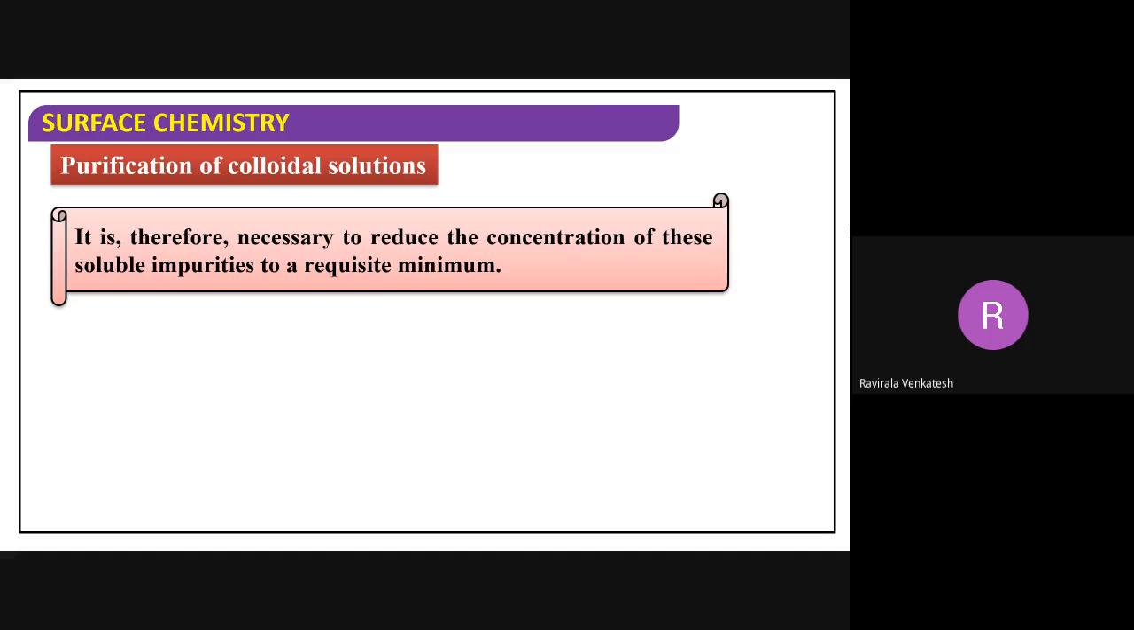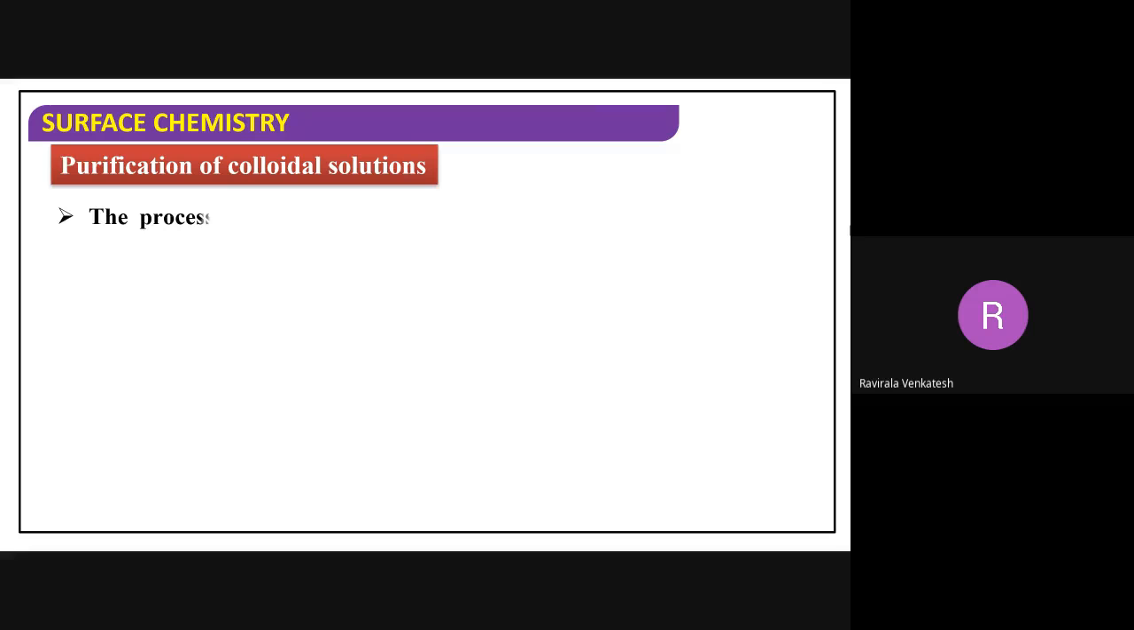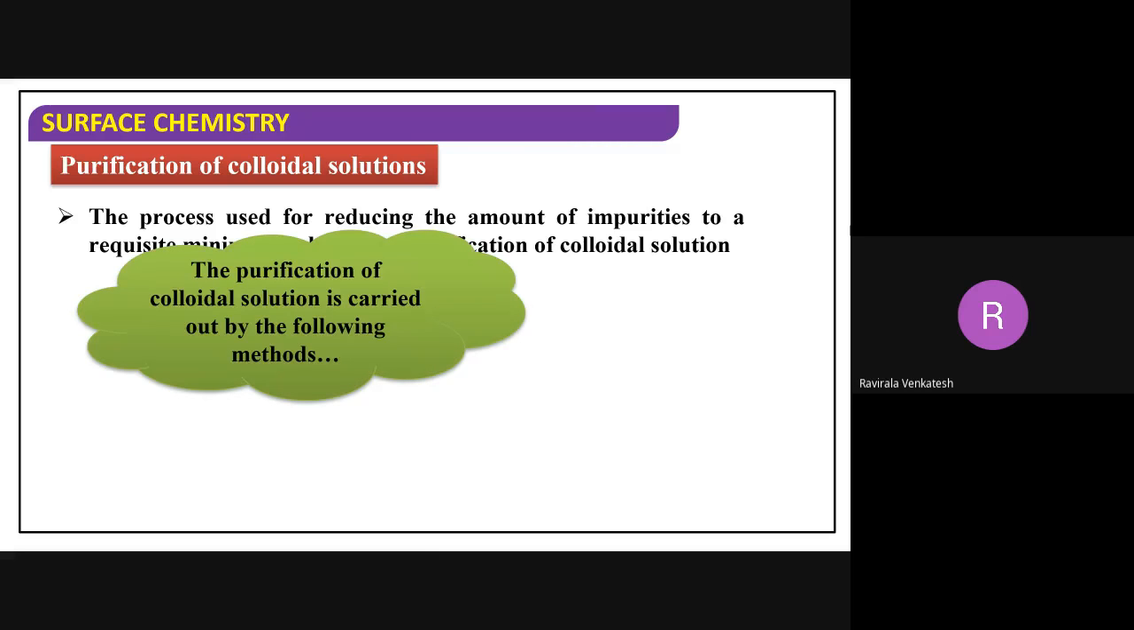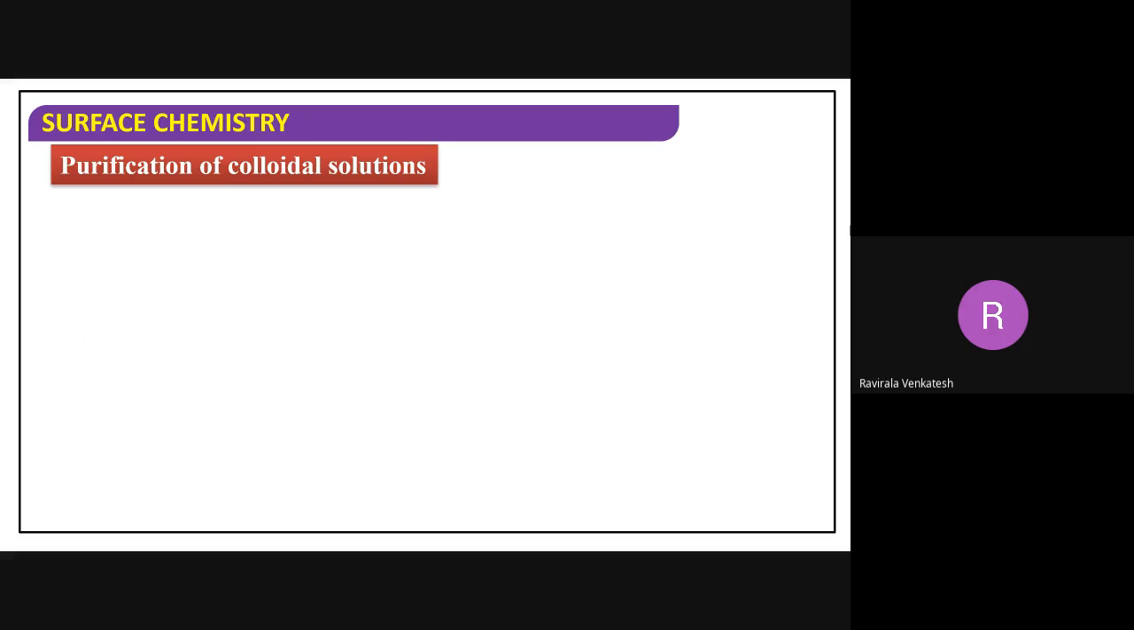Therefore, we have to reduce the concentration of the soluble impurities to the required minimum amount. The process used for reducing the amount of impurities to the required minimum is called purification of the colloidal solution. Purification of the colloidal solution is carried out by different methods. The first method is the dialysis method.